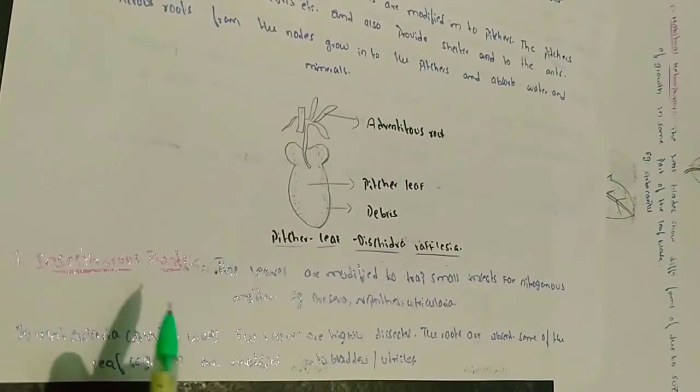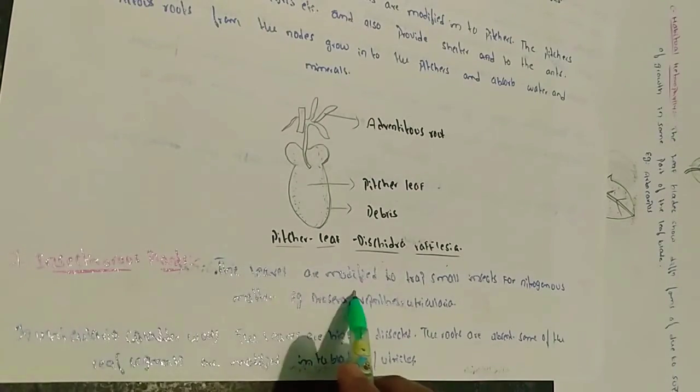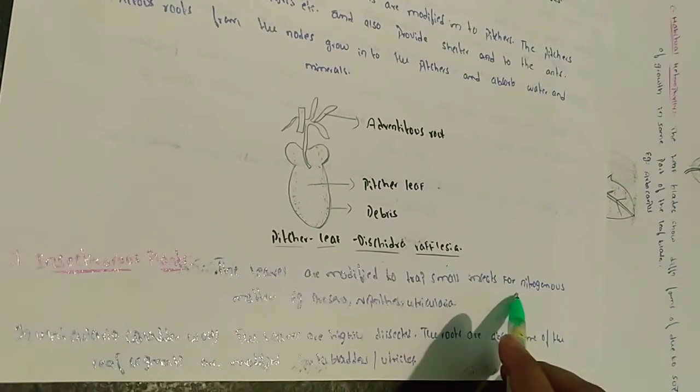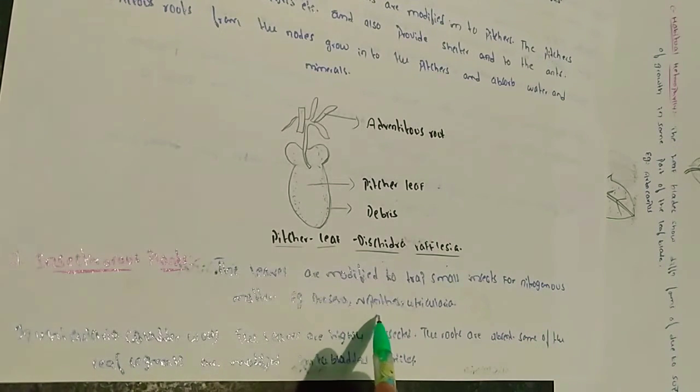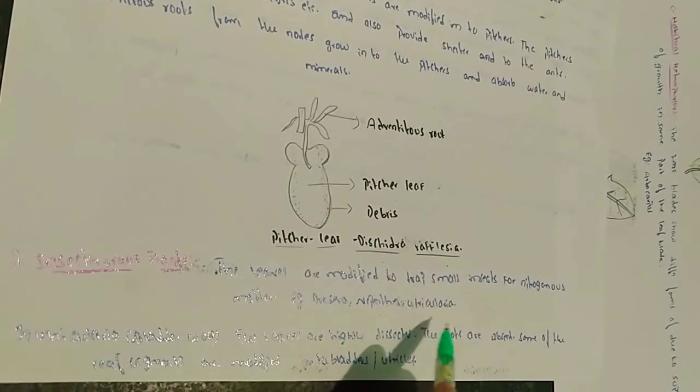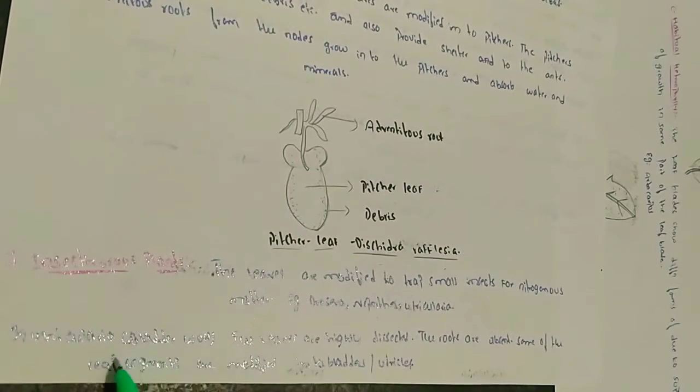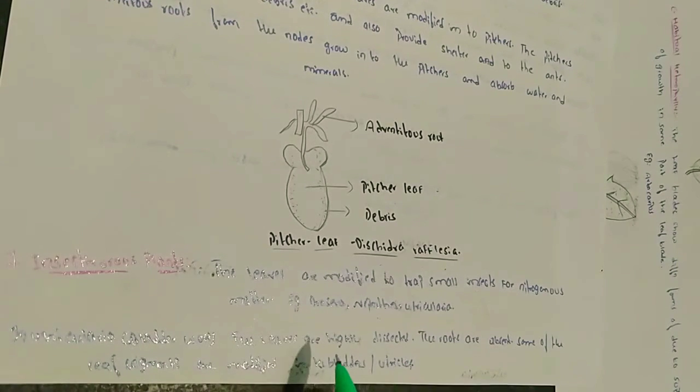Seventh step, insectivorous plants. The leaves are modified to trap small insects for nitrogenous matter. Examples: Drosera, Nepenthes, Utricularia. In Utricularia, also called bladderwort, the leaves are highly dissected. Dissected means separated into pieces. The roots are absent.